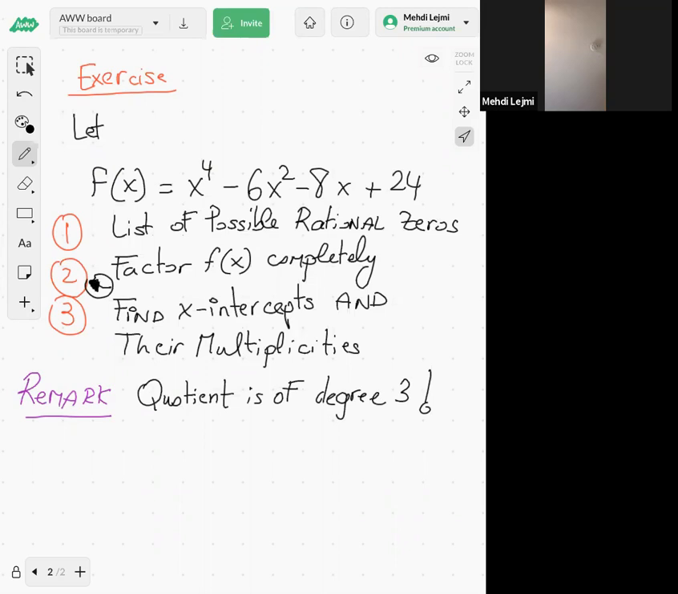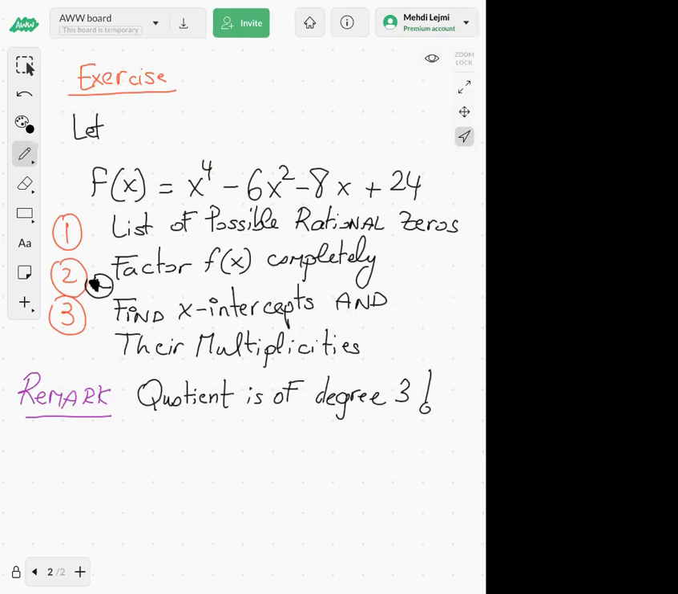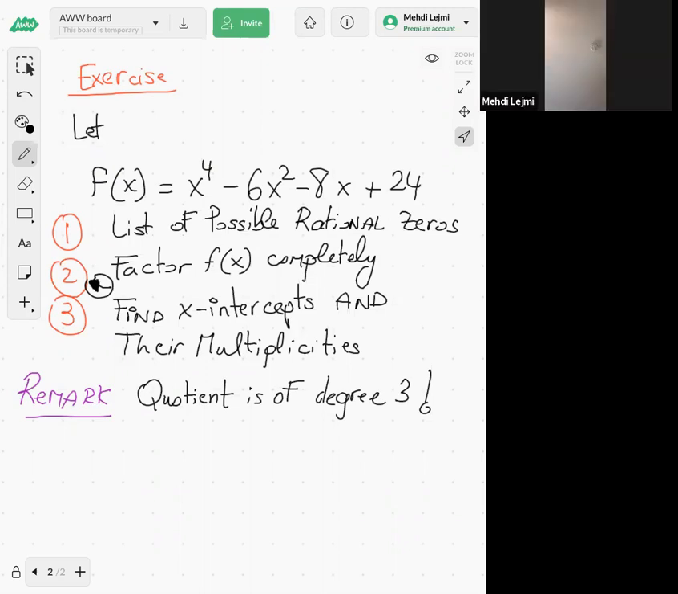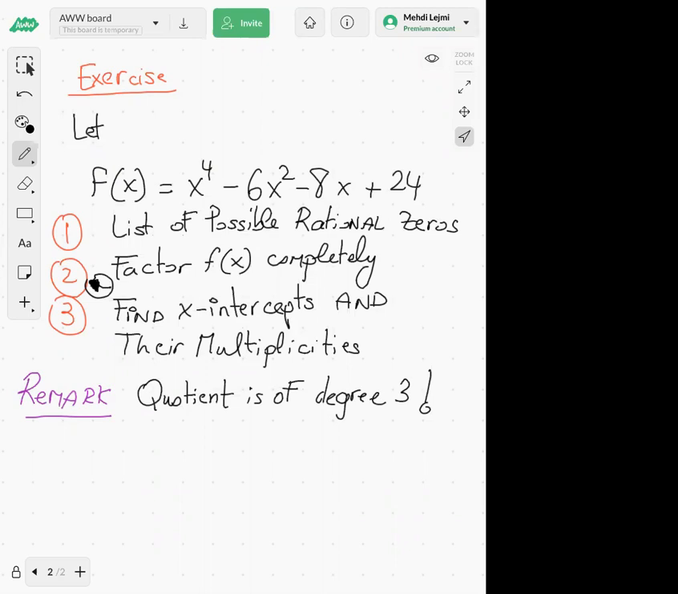Usually we begin from the next number. Now the quotient is a degree 3, right? So it's not possible to use the quadratic formula. You can think of partial factoring, but actually the partial factoring won't work. So yes, you have to use again the possible rational zeros.